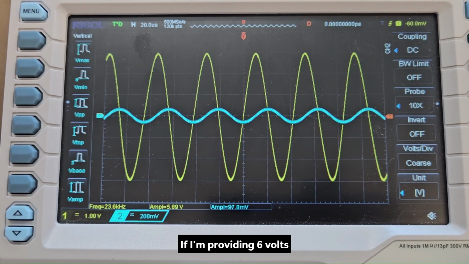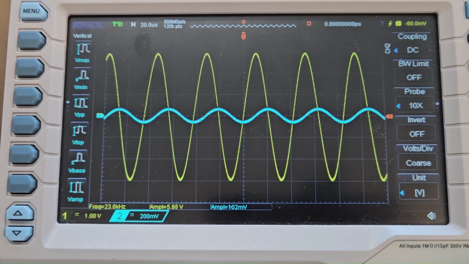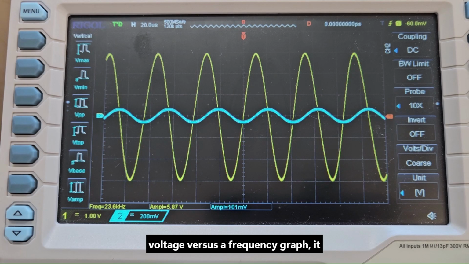If I'm providing 6 volts and only 0.1 volts is going through the capacitor, we can say that is a very minimum output. So if I was to plot that into a graph, the voltage versus the frequency graph, it would look like this.